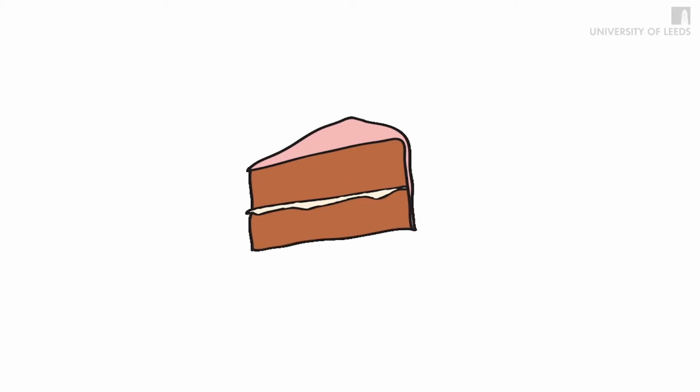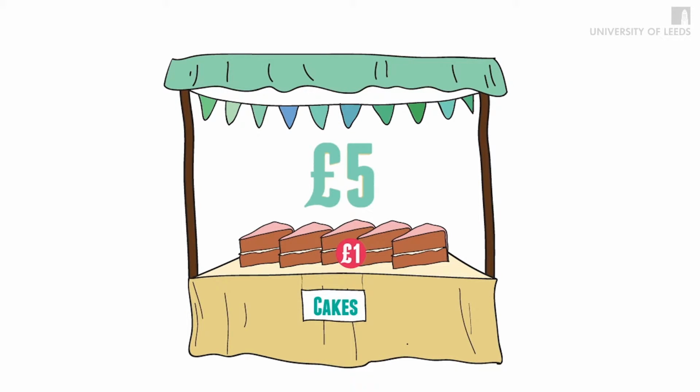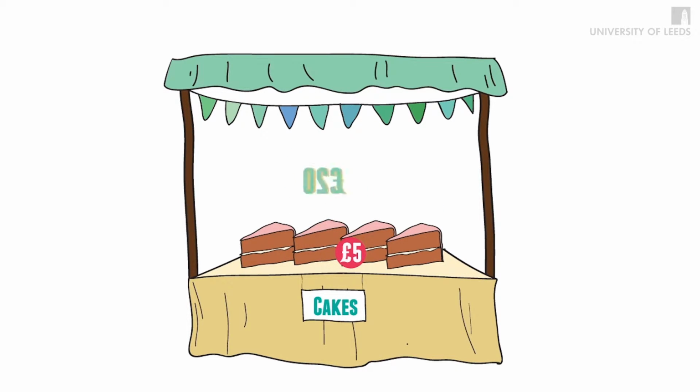If I hope to sell a slice of cake for £1 each on a stall at a local fair, 5 sales will generate a total sales revenue of £5 for the day. If I can increase my volume to 20 slices, I can expect a revenue of £20. But if I increase the price of each piece to £5, I'd only need to sell 4 slices to generate the same sales revenue of £20.